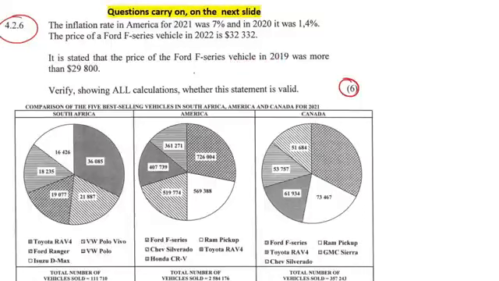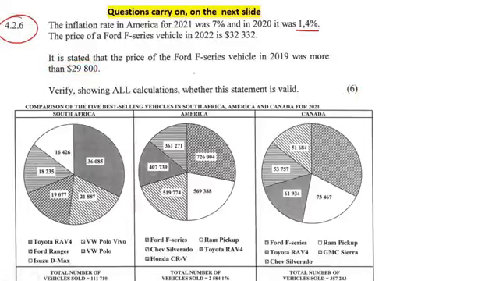Nice. The inflation rate in America for 2021 was 7%. Well, that's quite high for America. And in 2020, it was 1.4, which is normal for America. The price of a Ford F-Series vehicle in 2022 is that amount over there. It is stated that the price of the Ford in 2019 was more than 29,800. Verify, showing all calculations, whether the statement is valid.